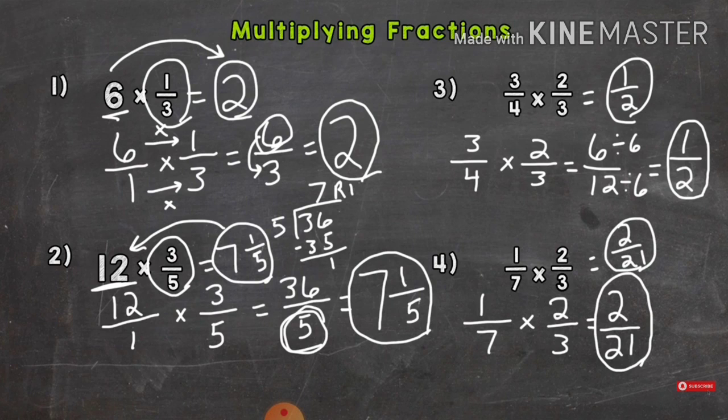All right, there you have it. So that's multiplying fractions. You just multiply straight across, numerator times numerator, denominator times denominator, and then see if you can simplify your answer.